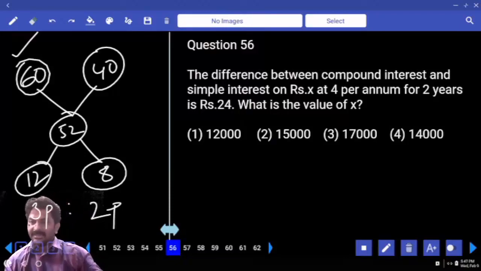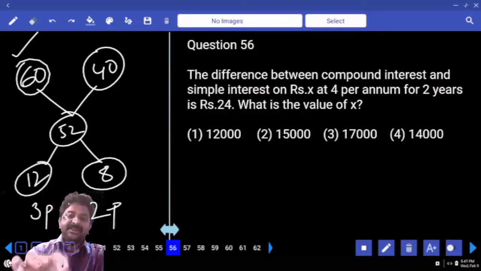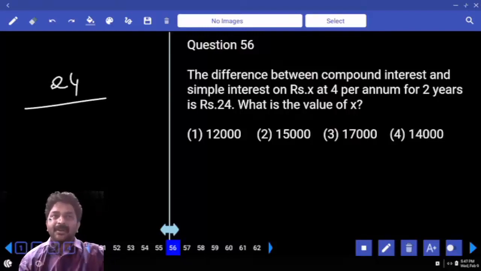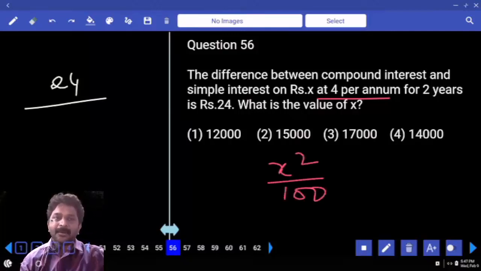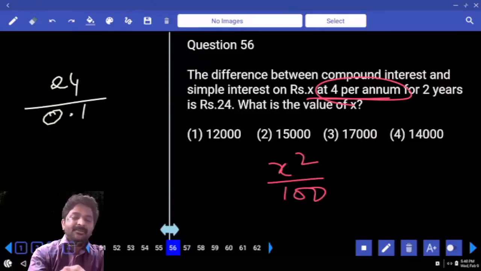Next, the difference between compound interest and simple interest on X rupees at 4% per annum for 2 years is 24. So 24 rupees is the difference between simple and compound. For how many years? 2 years. Rate of interest per annum? 4. That is X times the square of the rate by 100 squared, right? What is the X value? Rate of interest per annum 4. 4 squared, 16 by 100. That is 0.16. Percentage in the sense into 100, right?